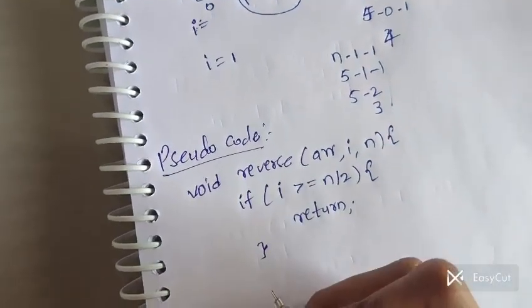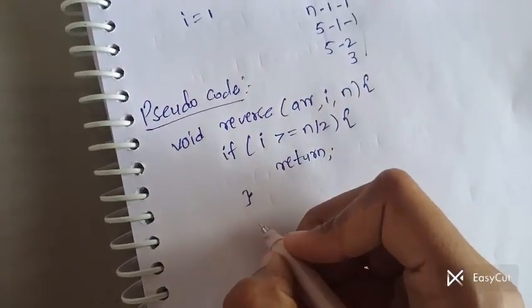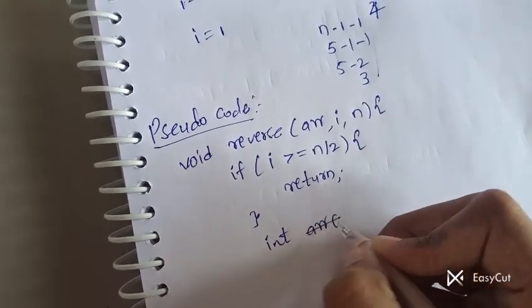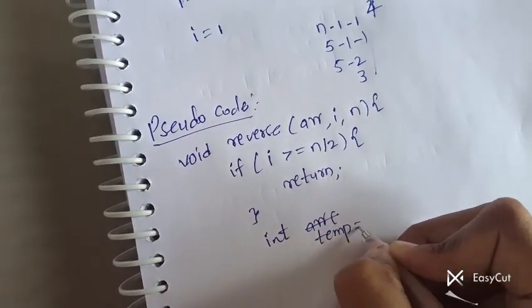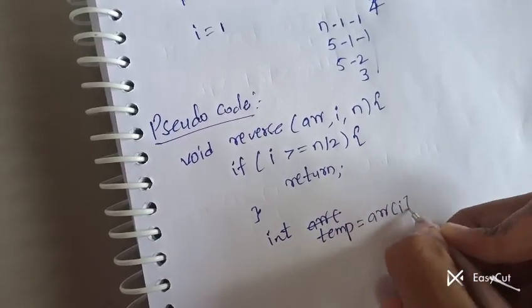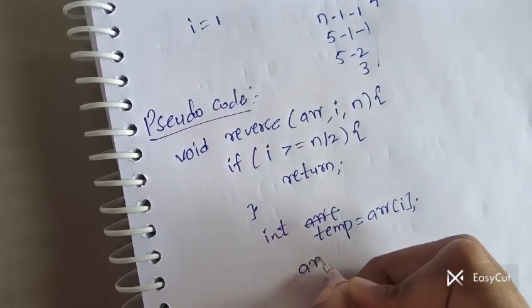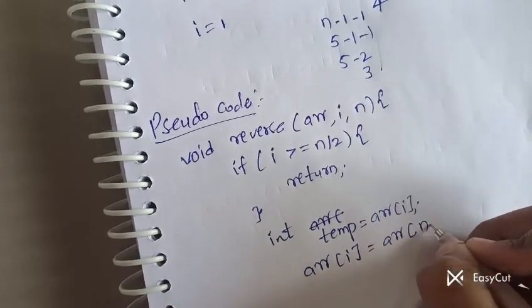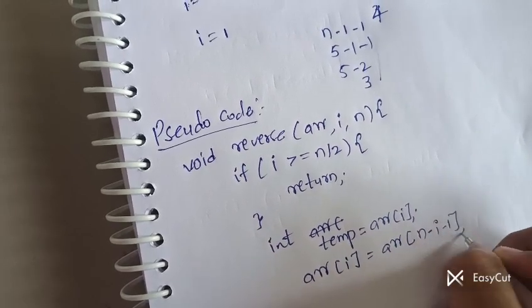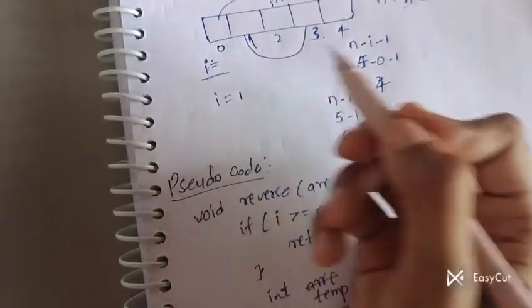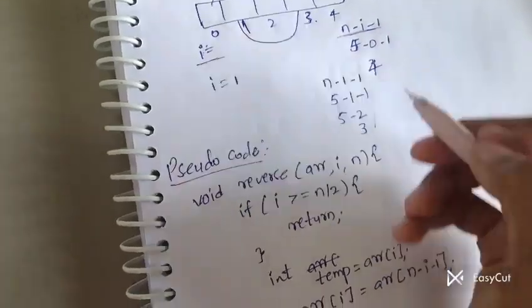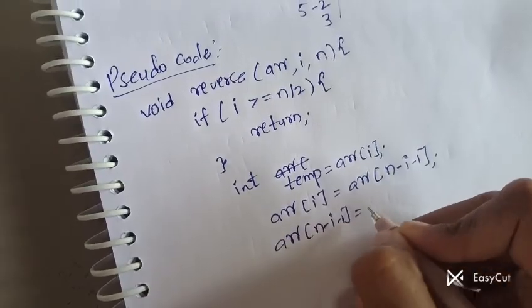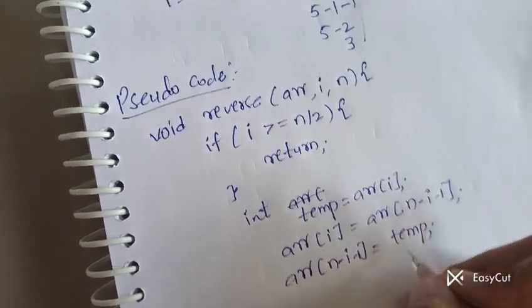Else we have to swap. So int temp is equal to array of I. Next array of I will be equal to array of n minus I minus 1, right? That is array of I will be equal to array of n minus I minus 1. Next array of n minus I minus 1 will be equal to temp.